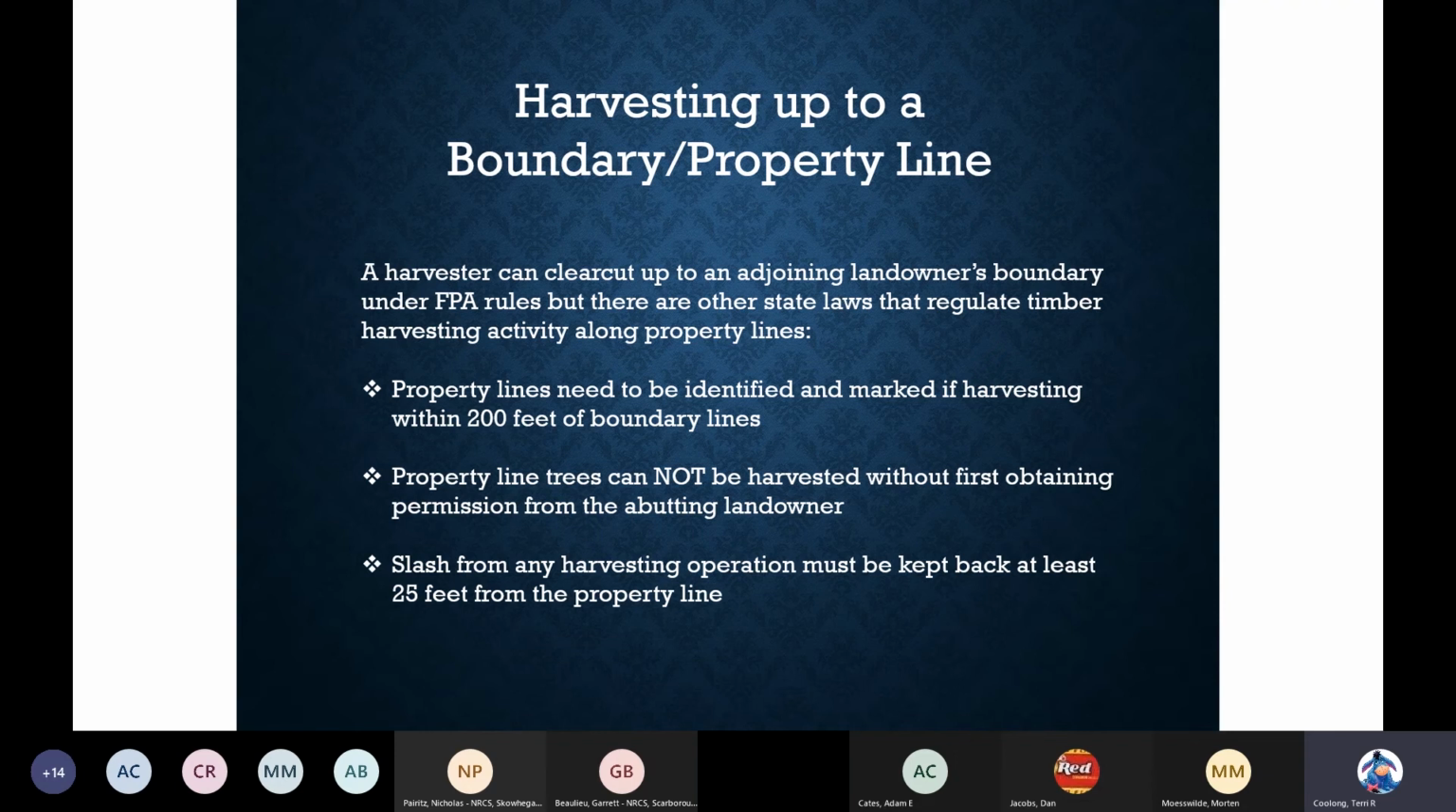And then also you do have to keep slash away from any property line a minimum of 25 feet. You cannot cut stuff and then decide you're going to get rid of all this slash by piling it up against your boundary line so that you can't see your neighbor.